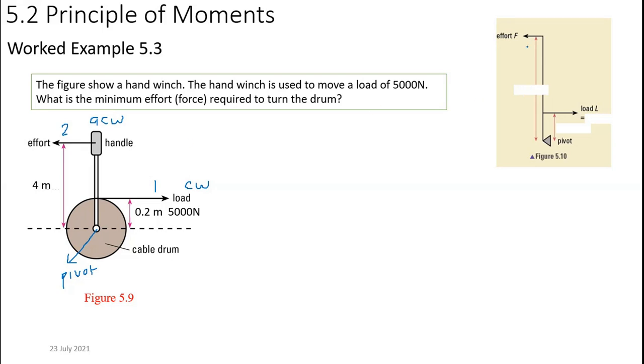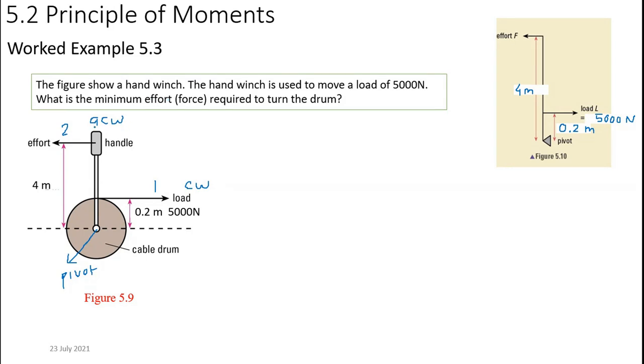Yeah, so the distance from the effort F until the pivot for the anti-clockwise. What is the distance? 4 meters. How about the distance from the clockwise moment? It is 0.2 meters. How about the force in the clockwise moment? It is 5,000 Newton. And then next, let's find what is the minimum effort.